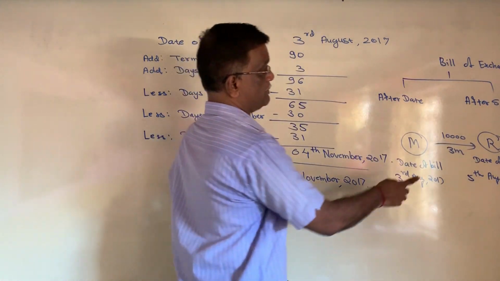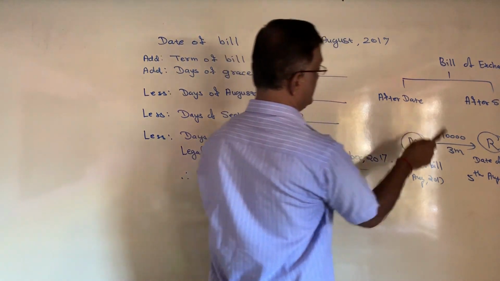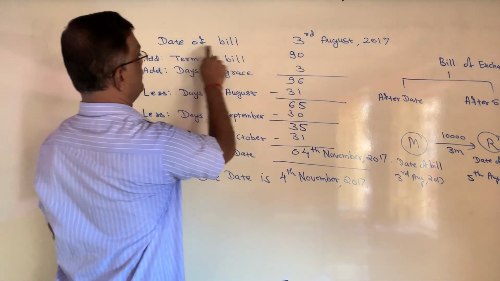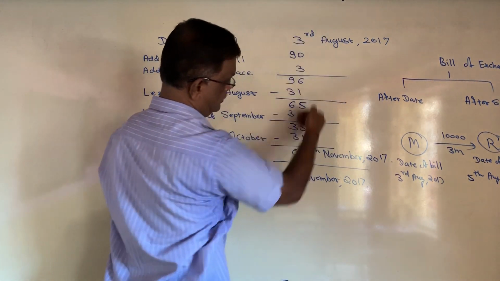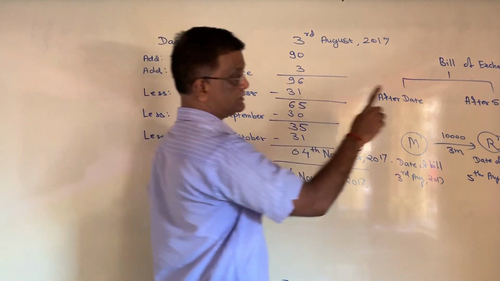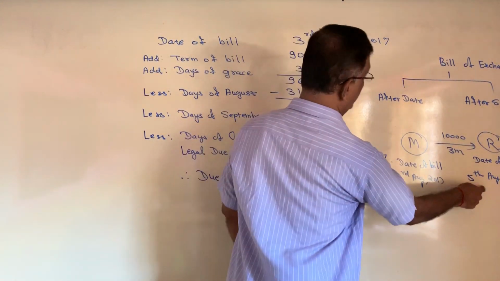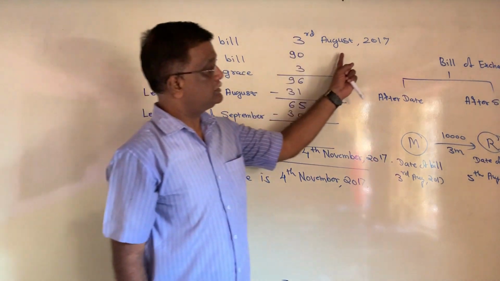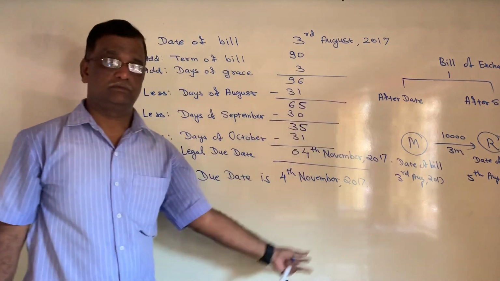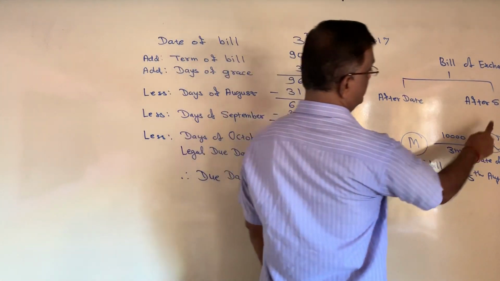Now if your bill is an after date bill, then counting starts from this date. So here you write date of bill 3rd August 2017 and then do the same process, find the due date. But if your bill is an after sight bill, then you have to write this date over here, 5th August 2017. From this date you have to count the term and find the due date. Understood? So that is called after sight bill.